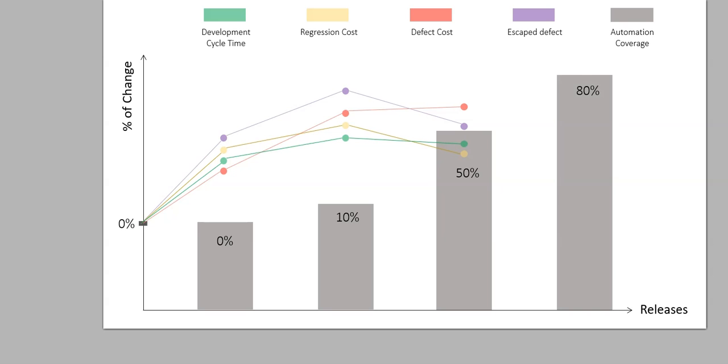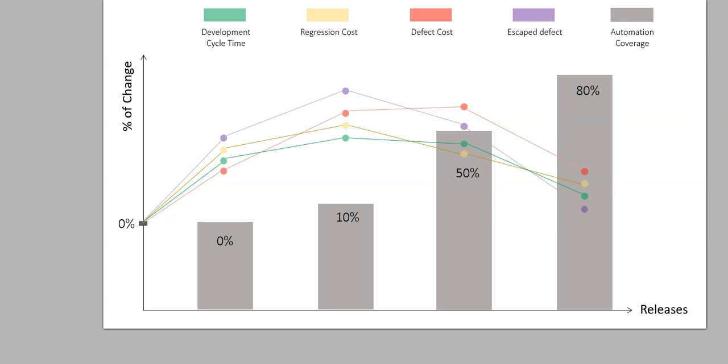And then you continue with 80% and gain really some benefit. And if you do it right, Octane will tell you that you are on the right track by exactly measuring those KPIs: development time, regression cost, as well as defect cost and escape defect. So the way Octane is providing the automation ROI to you will really help you to understand the overall benefit you are gaining out of your automation initiatives.